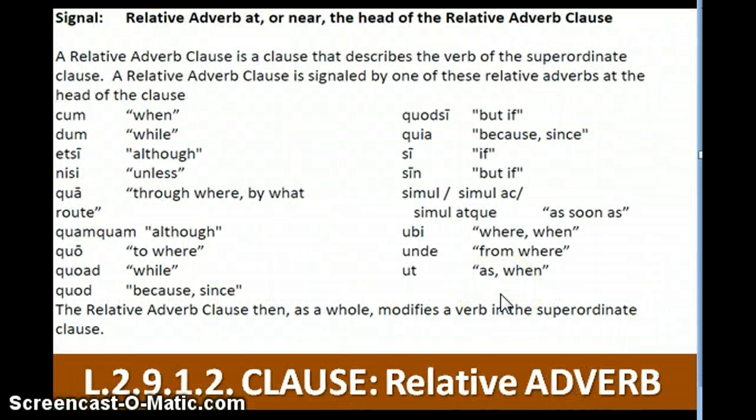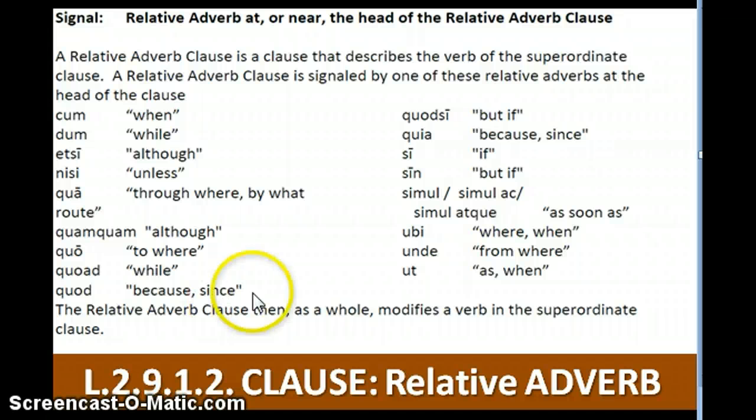Now let's talk about a relative adverb. An adverb describes a verb. A relative adverb clause turns the entire clause into an adverb. Common clauses we'll see: cum and dum, when and while. You'll also see quod, because and since, which the National Latin Exam classifies as a conjunction. They are wrong, but that's okay.